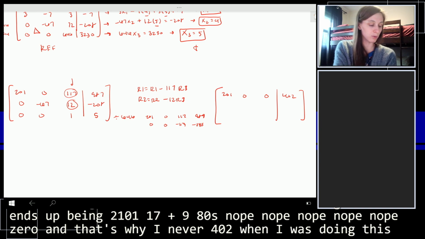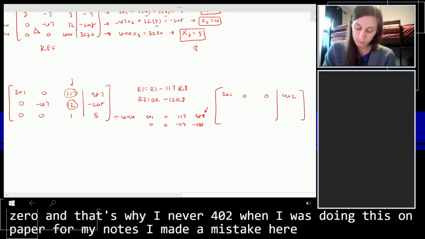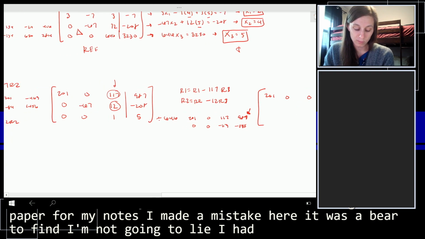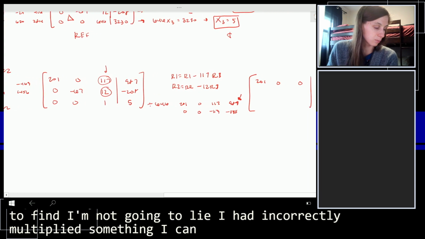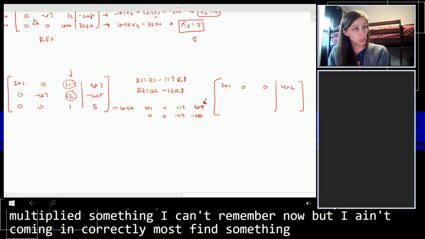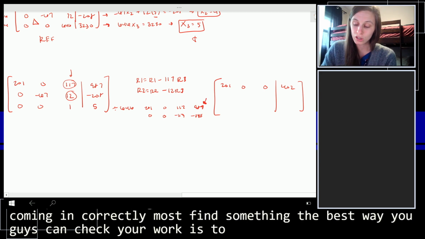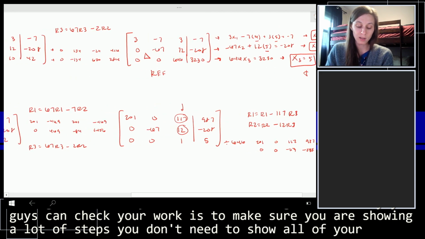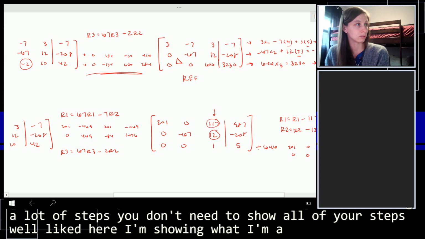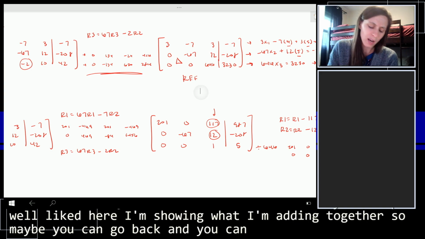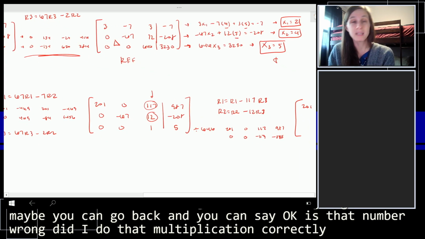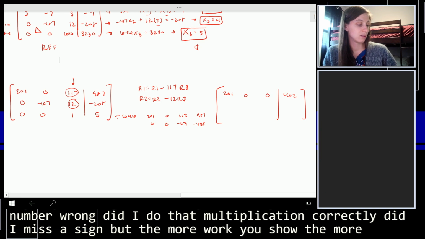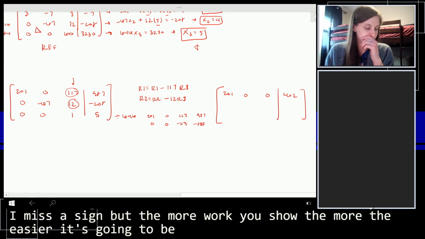When I was doing this on paper for my notes, I made a mistake here. It was a bear to find, I'm not gonna lie. I had incorrectly multiplied something. I can't remember now, but I incorrectly multiplied something. So the best way you guys can check your work is to make sure you are showing a lot of steps. You don't need to show all of your steps, but like here, I'm showing what I'm adding together. So maybe you can go back and you can say, okay, is that number wrong? Did I do that multiplication correctly? Did I miss a sign? But the more work you show, the easier it's going to be to check your work.